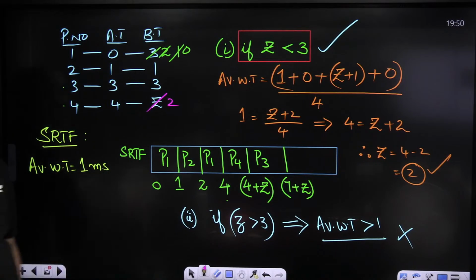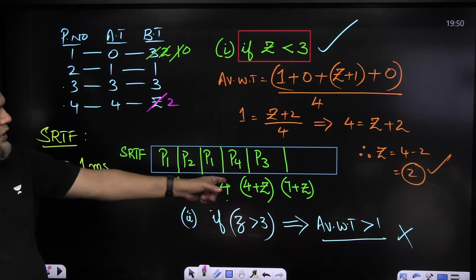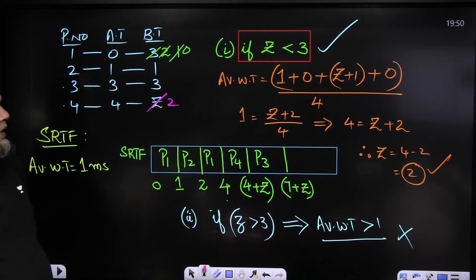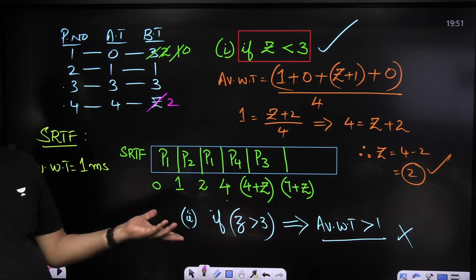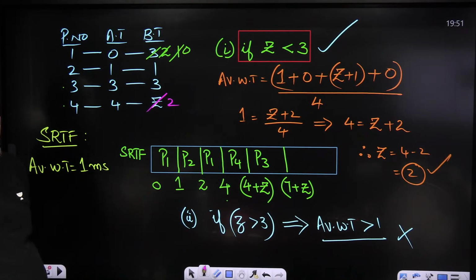Then you will get the same answer. You will get the same Gantt chart. This will become 6, that will become 9, and then finally you calculate the average waiting time, आपको value आएगी 1 millisecond. So this is how you can counter test whether what you did is right or wrong.